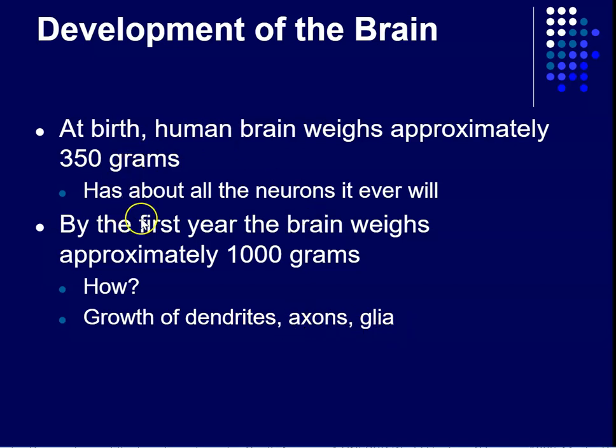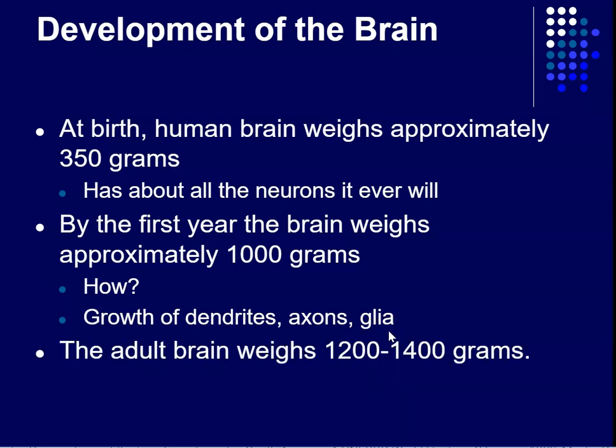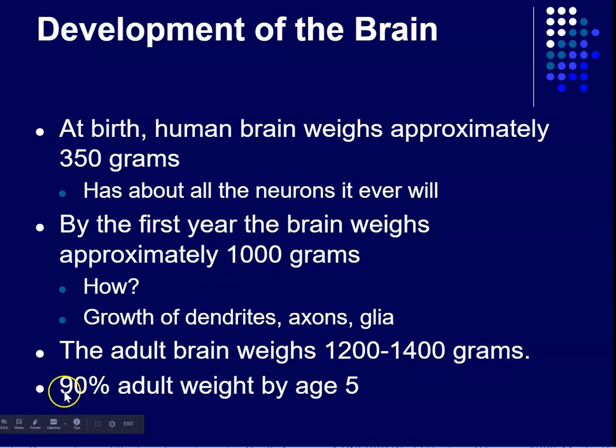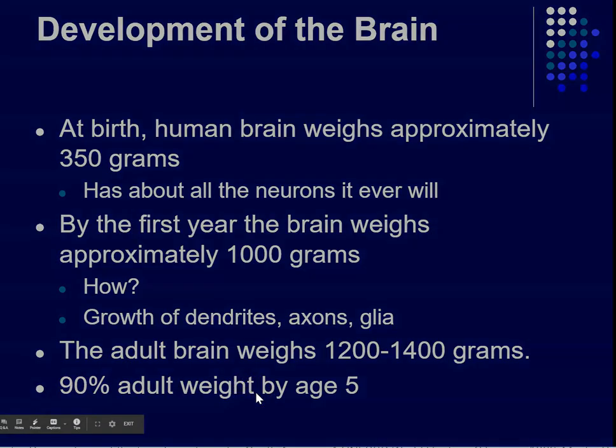You don't get a lot of new neurons, but the neurons themselves can grow. They can grow new dendrites, new axons, and then lots of glial cells form, especially forming the myelin sheath around the developing axons. And then the adult brain weighs about 1,200 to 1,400 grams. So you can see most of the growth occurs in the first year of life. In fact, the brain is about 90% of its adult mass by age 5.